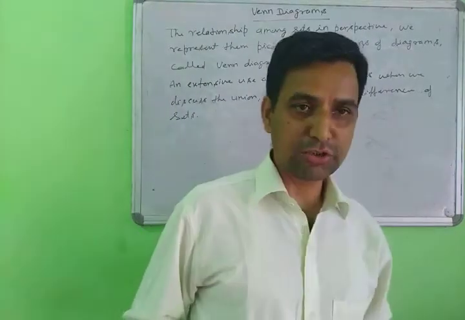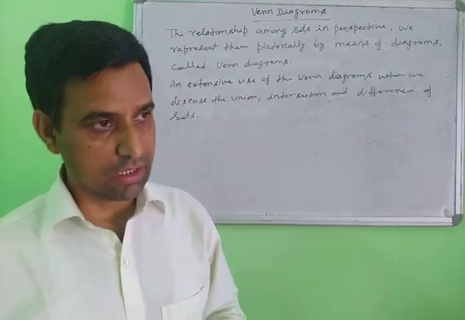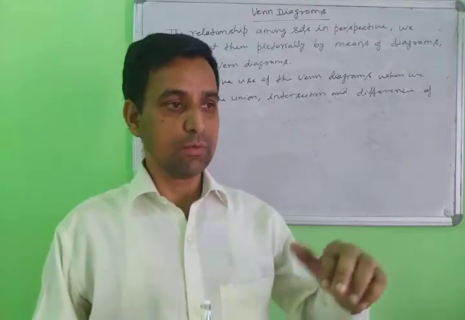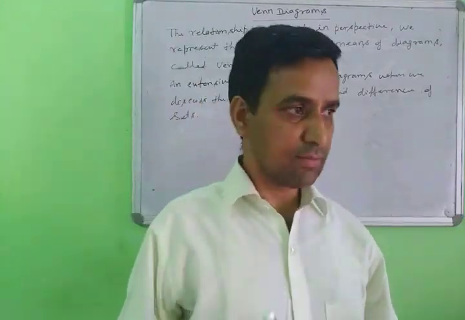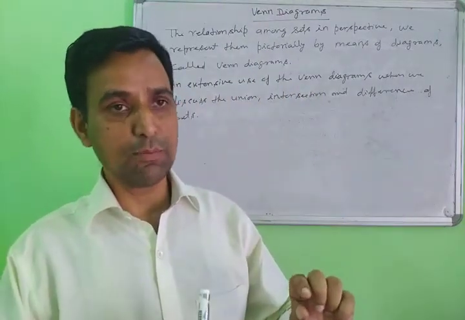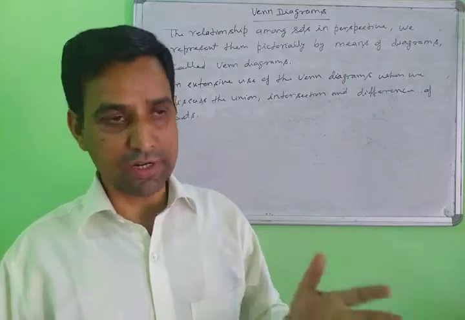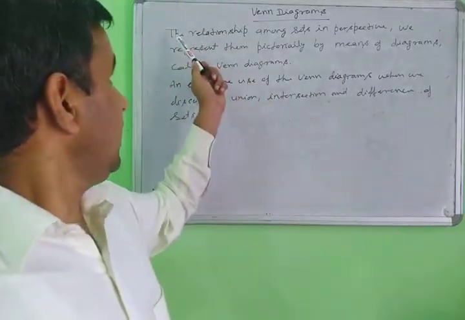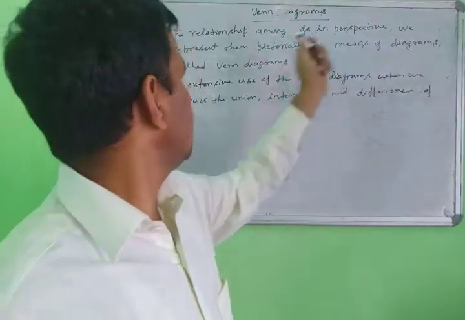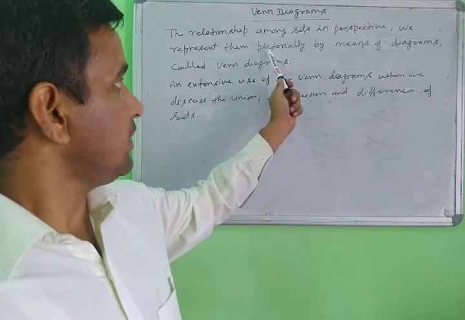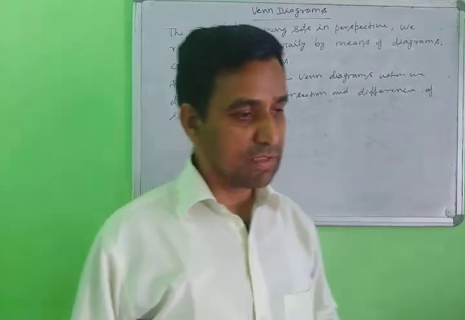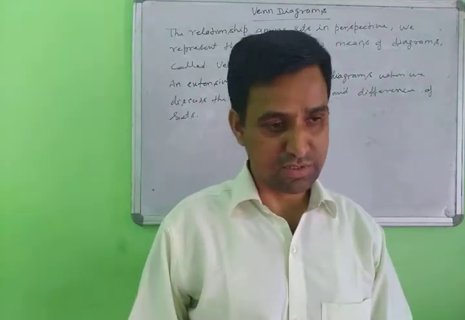Yes, students, next topic is Venn diagrams. Venn diagram means when we have one set, two sets, three sets, more than one set, more than two sets, and represent them by pictograms, that means represent with the help of diagrams, it is called a Venn diagram. A relationship among sets we represent pictorially by a diagram called a Venn diagram. This is the definition of Venn diagrams.